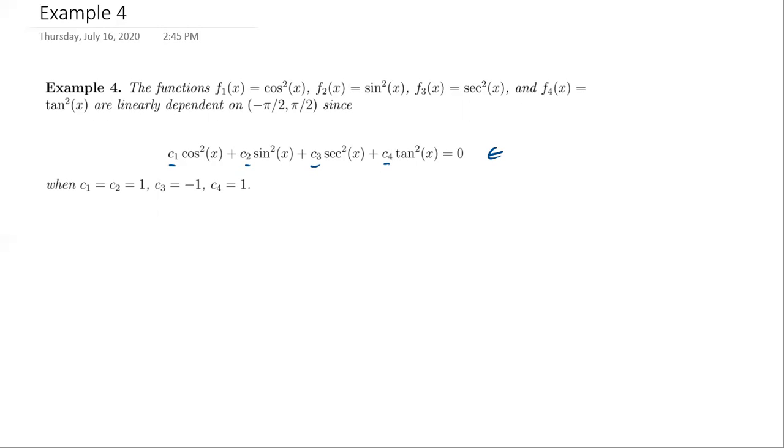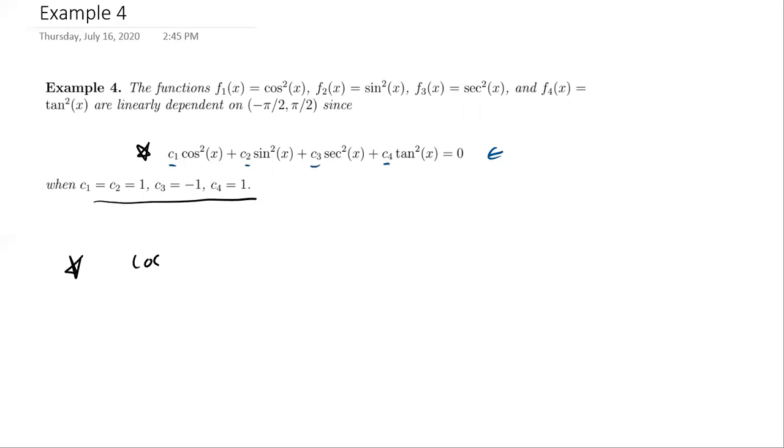So anytime someone says that this set of functions is linearly dependent, then such coefficients must exist. And they exist. I'm telling you what they are. And we can verify this. Let's plug these coefficients into this equation above. Let's call this equation star. So if we plug those coefficients into star, what do we get?